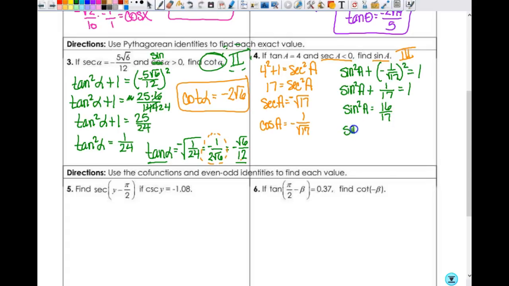So the sine A is equal to, I'm going to take the square root. The square root of 16 is 4 over the square root of 17 here. I'm in quadrant 3, so this is negative, and then I have to rationalize, so the sine of A is equal to negative 4 square root of 17 over 17. There you go.